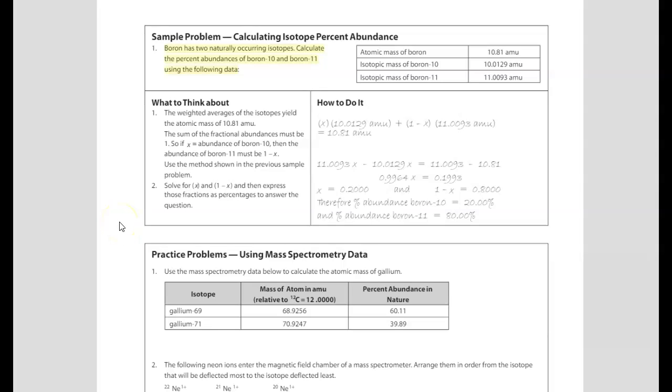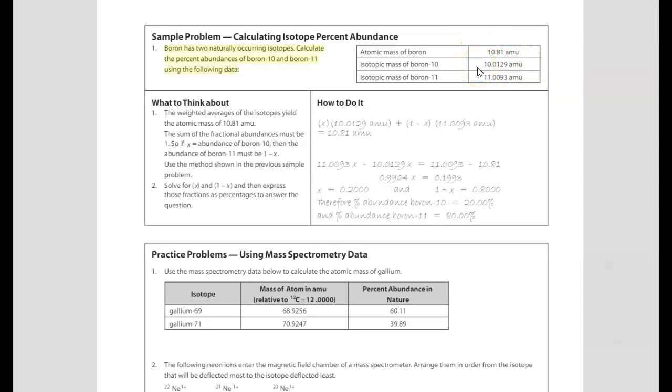So we're still on that same page, but I've scrolled up a bit to the sample problem at the top of page 269. And this is essentially backward of what we just did. In this problem, it's telling us that boron has 2 naturally occurring isotopes, and to calculate the percent abundance of boron 10 and boron 11 using the following data. In this case, we know what the atomic mass is, and we know what the mass of each isotope is, we just don't know their percent abundances. This isn't a realistic thing in chemistry to do, it's just a fun way to do more math.